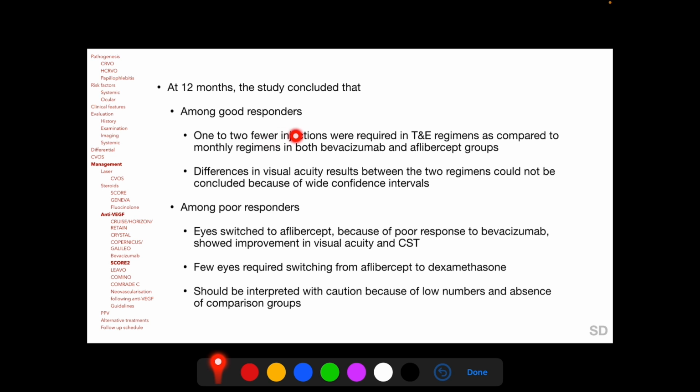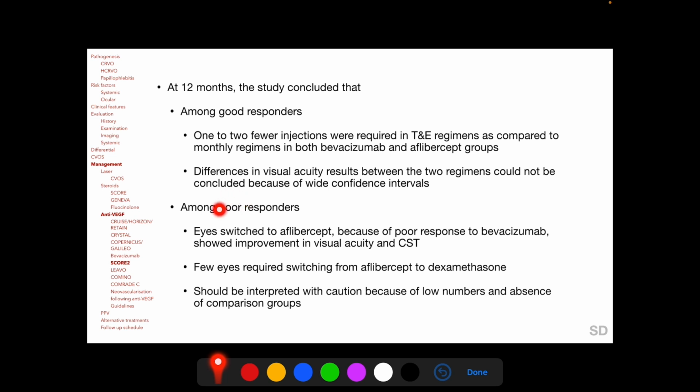1 to 2 fewer injections were required in the treat and extend regimen as compared to monthly regimens in both the bevacizumab and aflibercept groups, and the differences in visual acuity results between the two regimens, that is monthly versus treat and extend, could not be concluded because of wide confidence intervals.